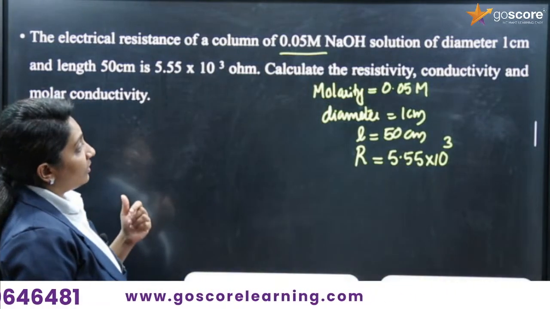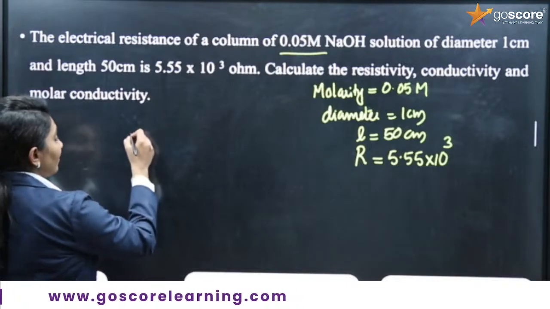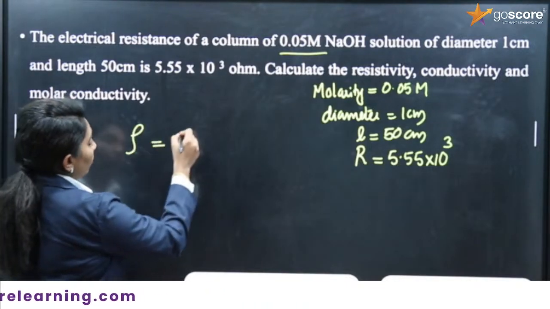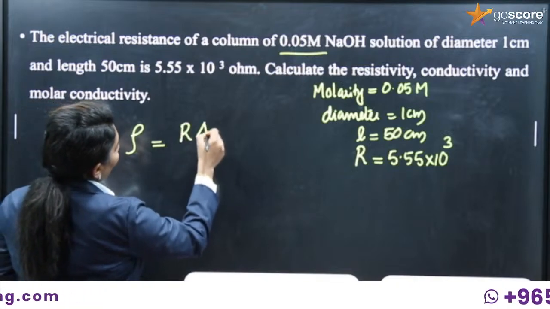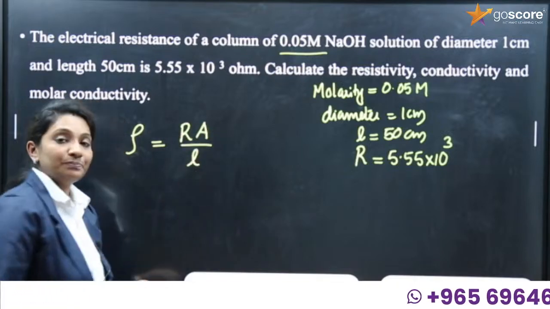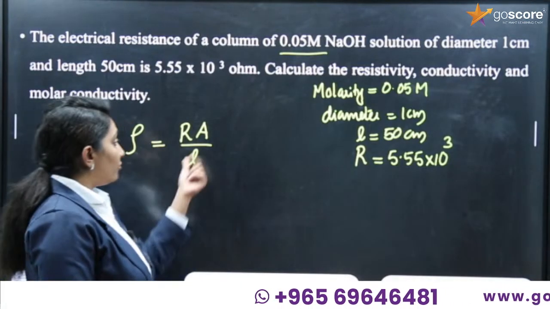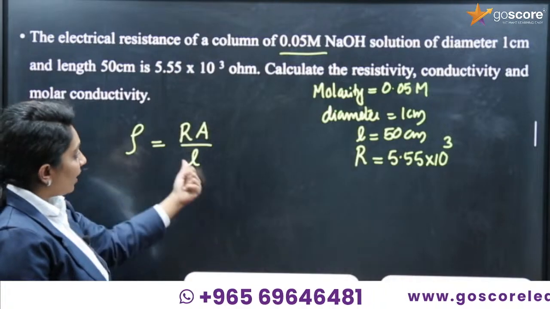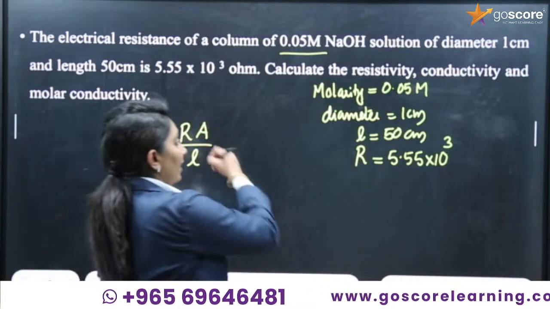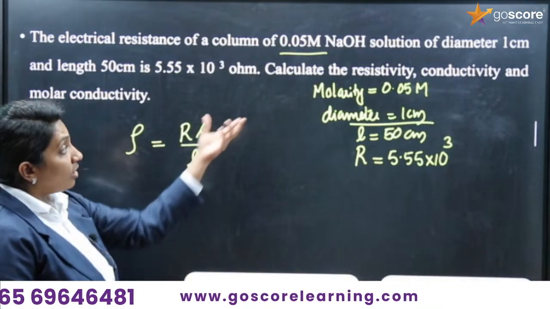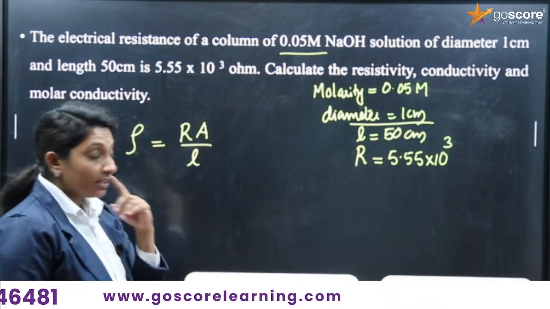We want to find out the resistivity. What is resistivity? Resistivity rho is equal to R A by L, right? For that, resistance is provided, length is provided. The area is not given directly, but the diameter is given, since it's a column of solution. The diameter is given in the question.